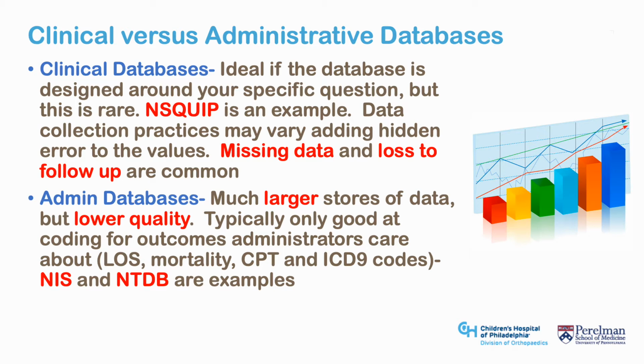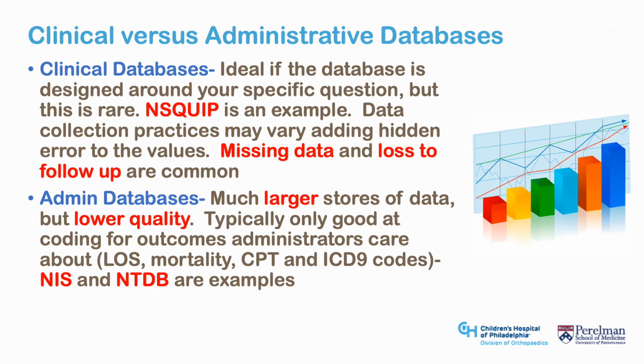There are 2 major types of databases: clinical and administrative. Clinical databases use data from actual patients designed and sometimes entered by clinicians for the purposes of recording clinical care. As such, for clinical questions, clinical databases provide superior quality research data in the framework of database research. NSQIP is an example of a clinical database.